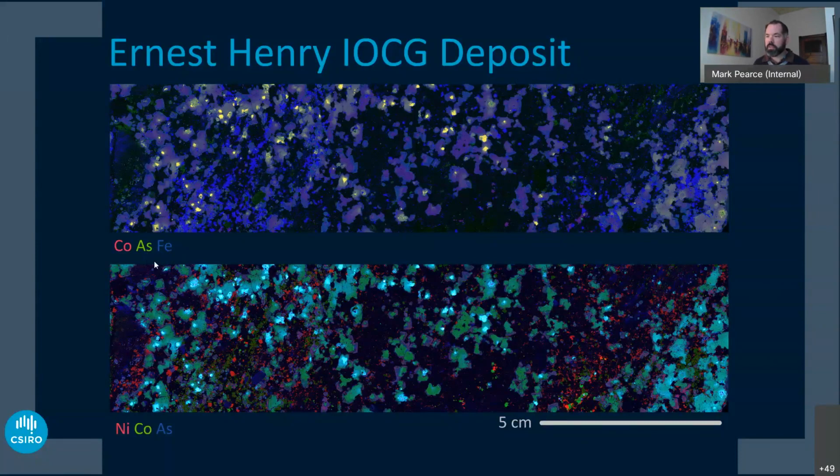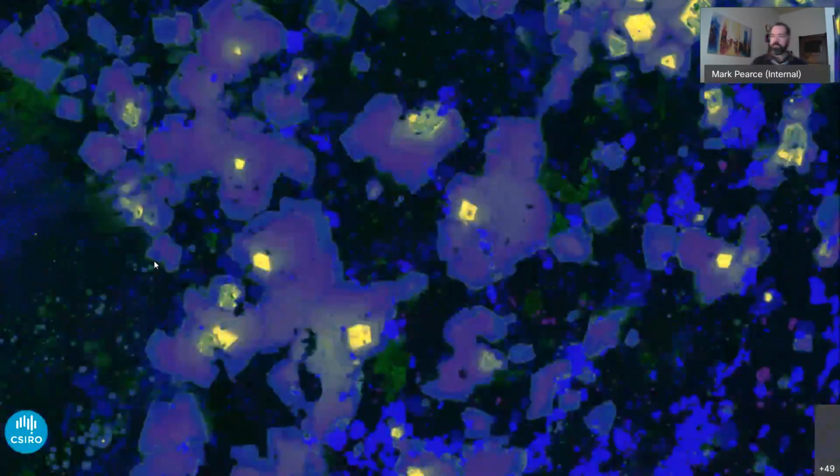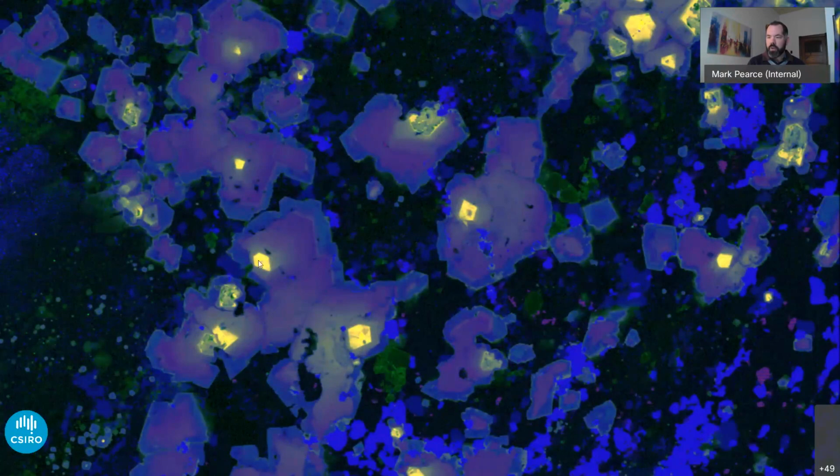If we zoom into this end of the core here, we can see that these relatively large pyrites have quite a complex growth history, and they have cobalt and arsenic rich cores, which is the really bright yellow stuff.